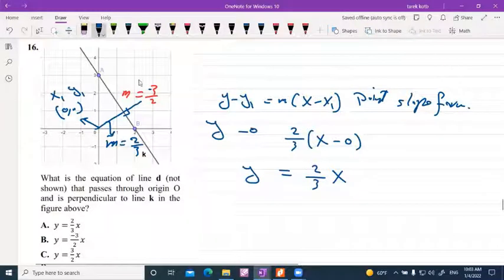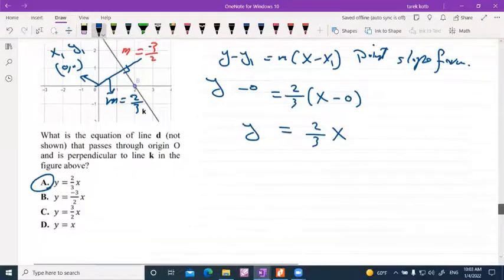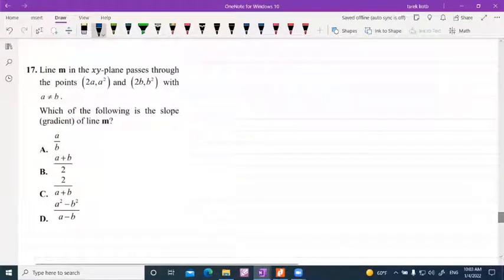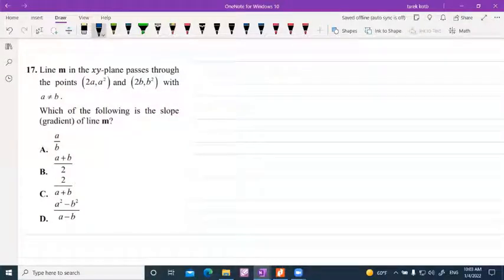So keep this as 2 over 3, not negative 2 over 3. So it will be number 1. Next problem, number 17. Line M is in the xy plane passing through the 2 points. Which of the following is the slope of the line?